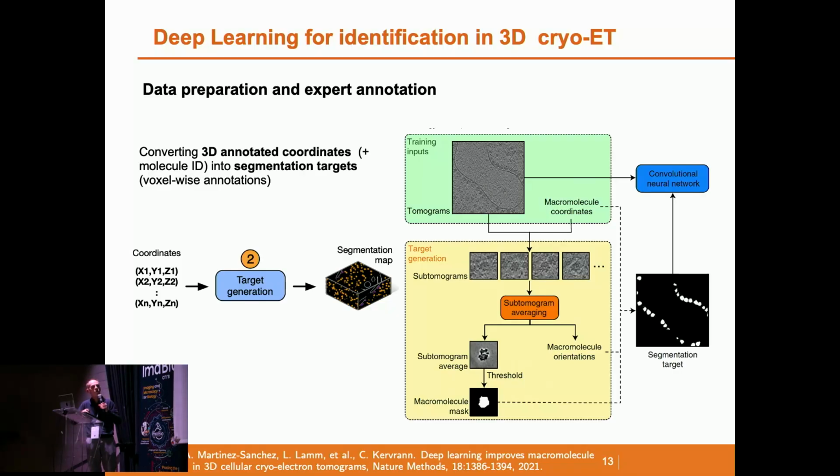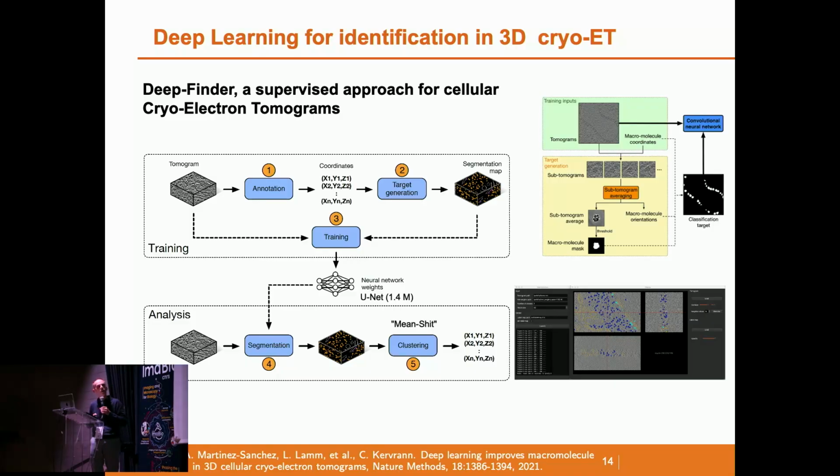We threshold this image to get a mask, and this mask was repositioned at the 3D coordinates given by the expert. So we now have target images for training. So we supply the input images and the target images for training. Given this, it takes a few days to train the model.